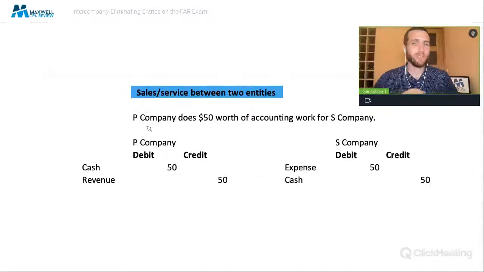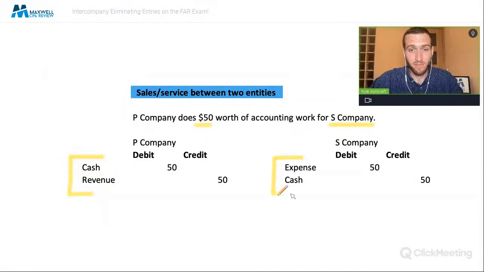So imagine if you didn't have eliminating entries. And let's say a parent company is providing services to a subsidiary. Let's say it's just accounting work, like in this example. So P company does $50 worth of accounting work for S company. Okay, if we think about what their journal entries are going to be, well, P company is going to receive $50 cash, $50 revenue, and then the subsidiary is going to have a $50 expense and $50 of cash that they're paying out.